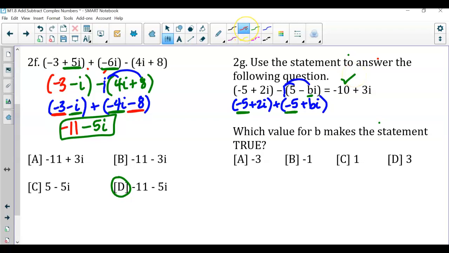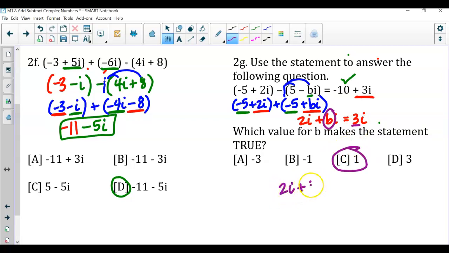So now we're thinking 2i plus bi is equal to 3i because we need to keep all of our imaginary together, just like earlier in our equation. So if I have 2i plus bi is equal to 3i, then what does b have to be to give us that value of 3i? And the answer is 1. Because here if I have 2i plus just another 1i, 2 plus 1 gives you your 3i.